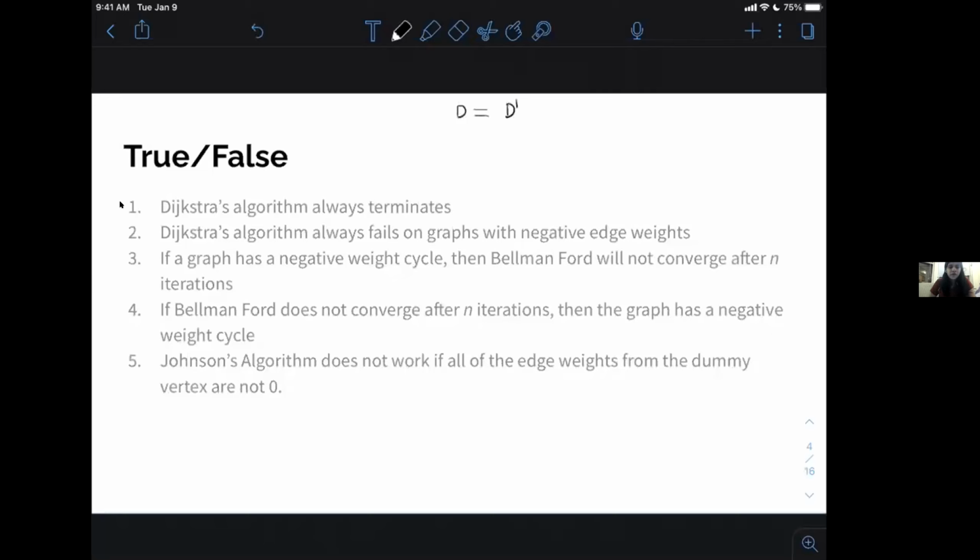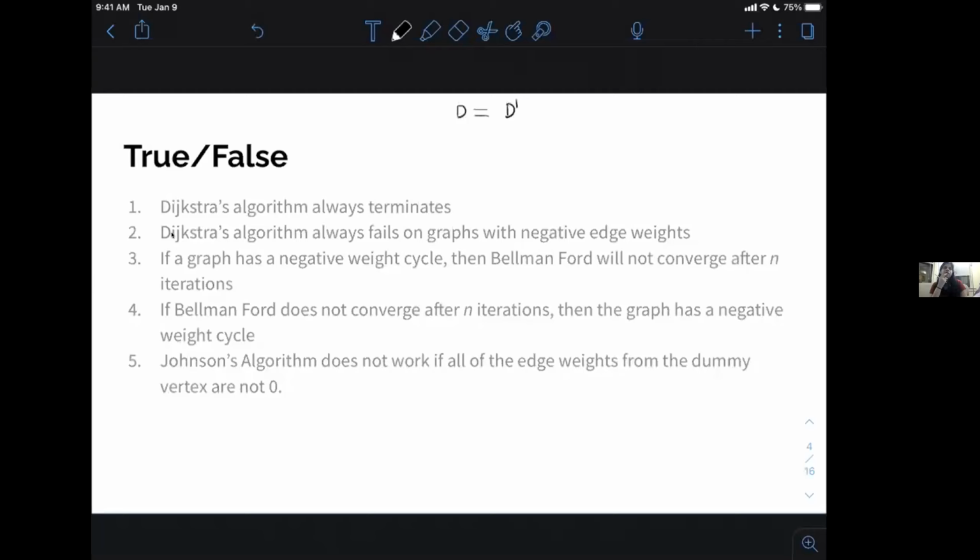Cool. So the last one is, Johnson's algorithm does not work if all of the edge weights from the dummy vertex are not 0. False by textbook. Yes, it is false. Does anyone want to explain why? Is it because of a non-zero additional edge added? It's kind of like when we say we just add a constant weight to each edge.